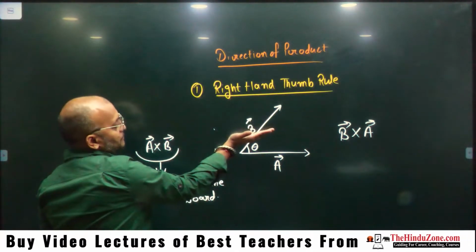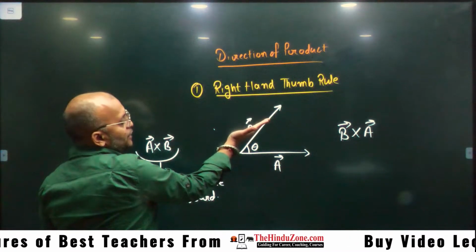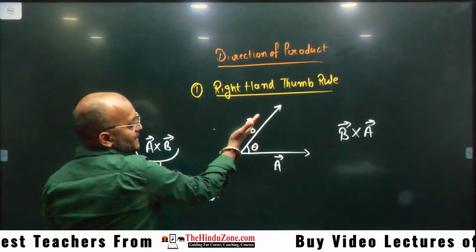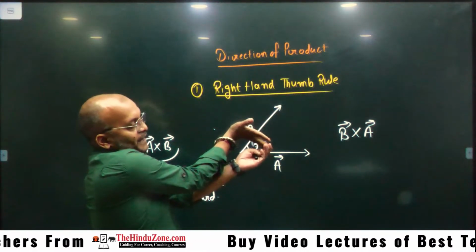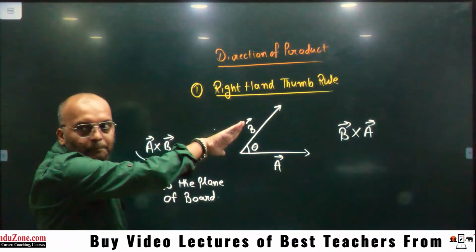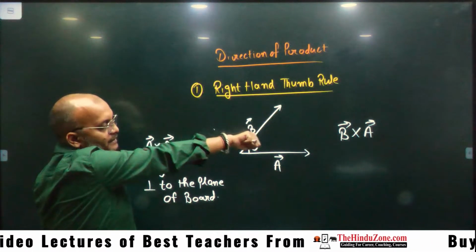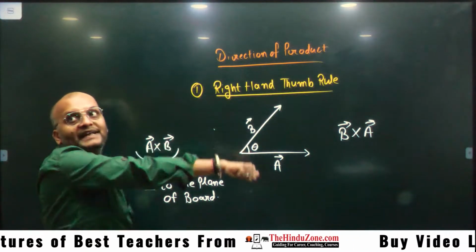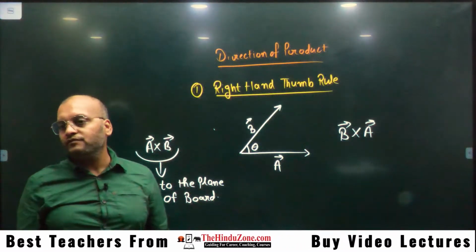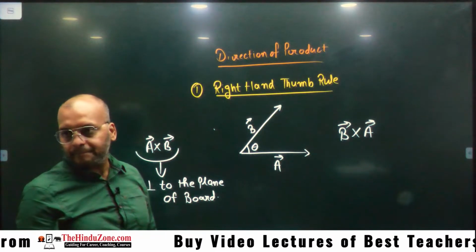See, place your palm like this, but you cannot place it like this. Why? You have to curl your fingers in the direction of A, so you can't break your fingers. So you will place your hand like this, your palm like this, right? Now move from B to A. The direction of thumb will give you the direction of B cross A. Yes or no?